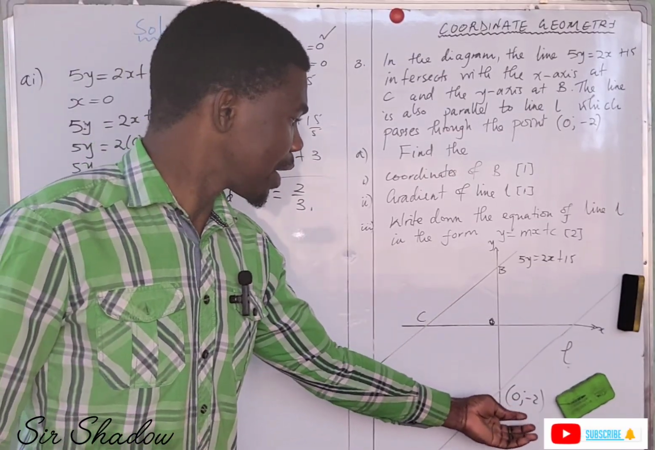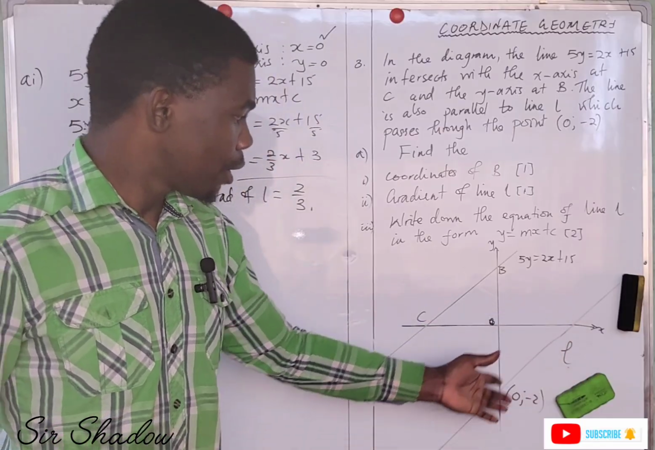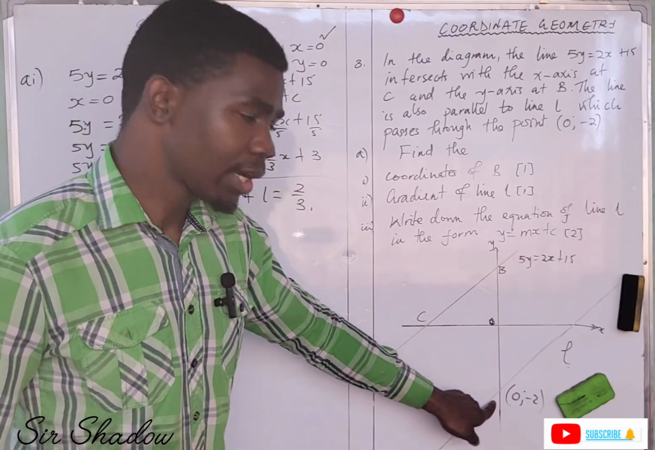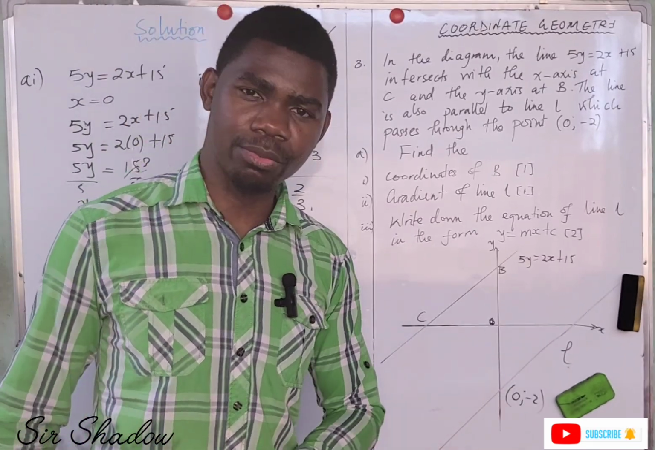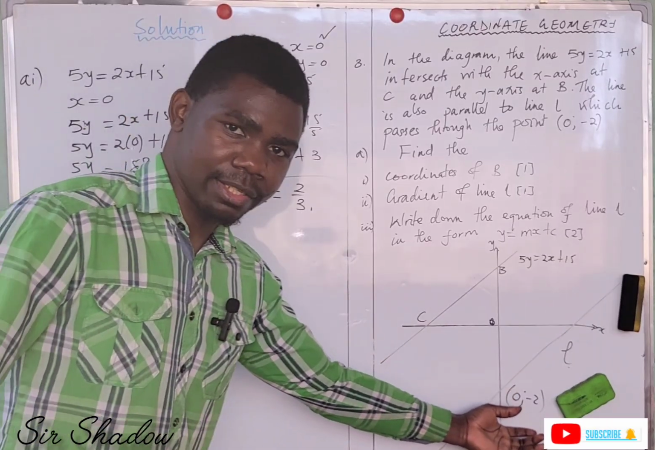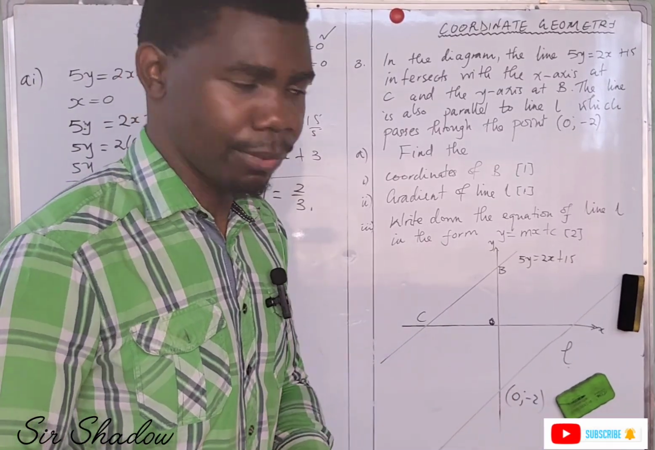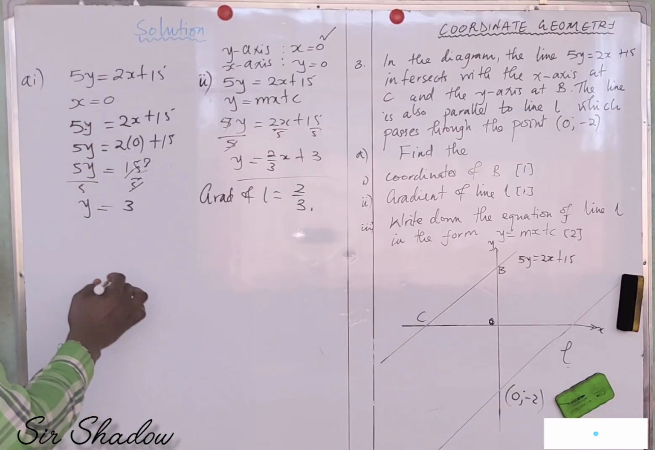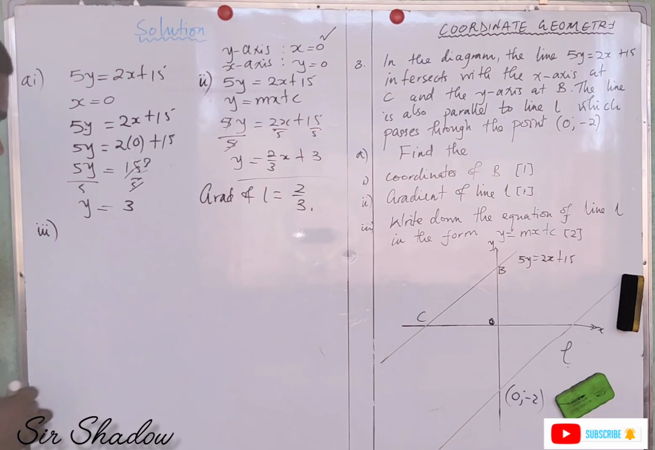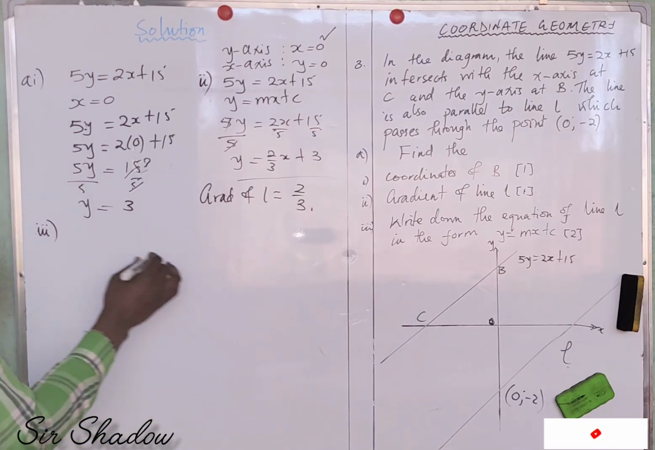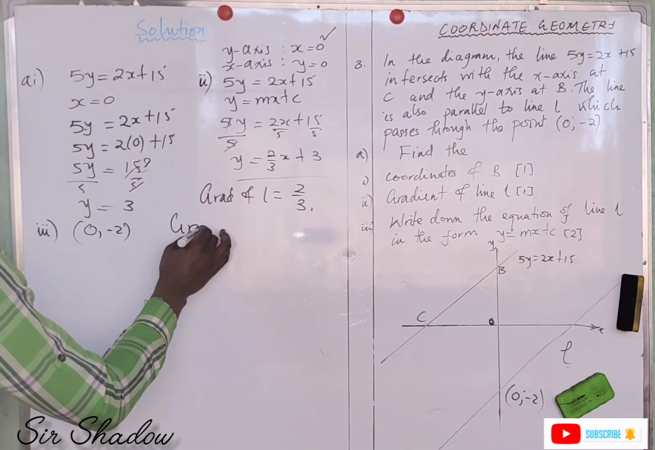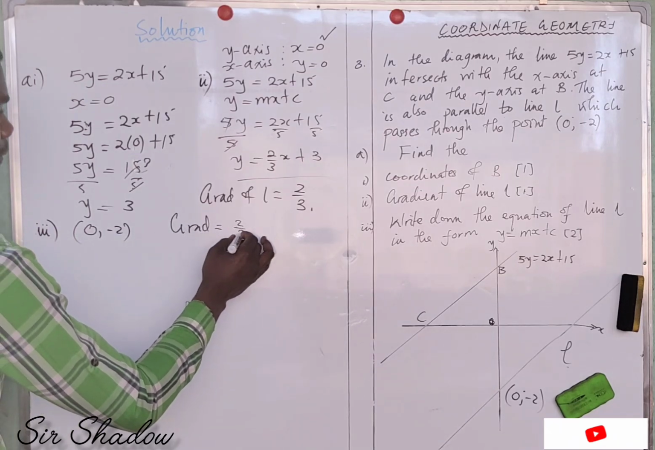We have the coordinates where the line L cuts the y-axis, at point (0, -2). So we want to use the gradient. We have the gradient of line L. Here are the coordinates, right? So it's easy. For the last part, we have the coordinates, which is (0, -2), and the gradient, which is 2 over 3.